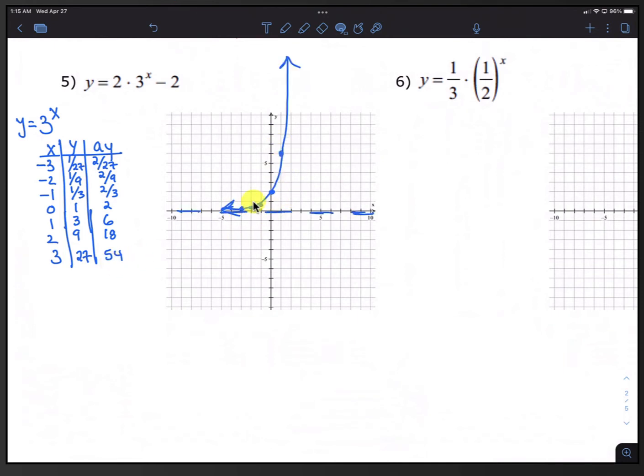All right, here is the result of plotting those points. That's plotting the x column along with the a times y column. All right, that's what it looks like. Now let's apply the transformation.